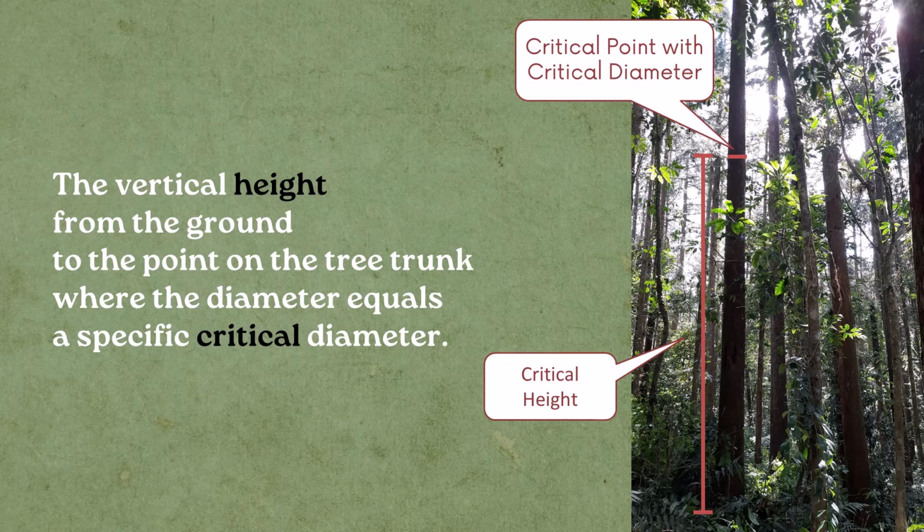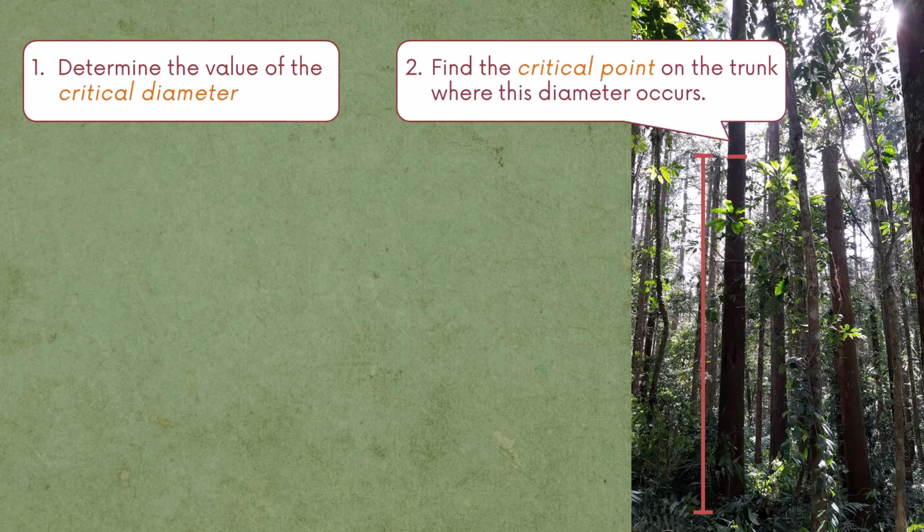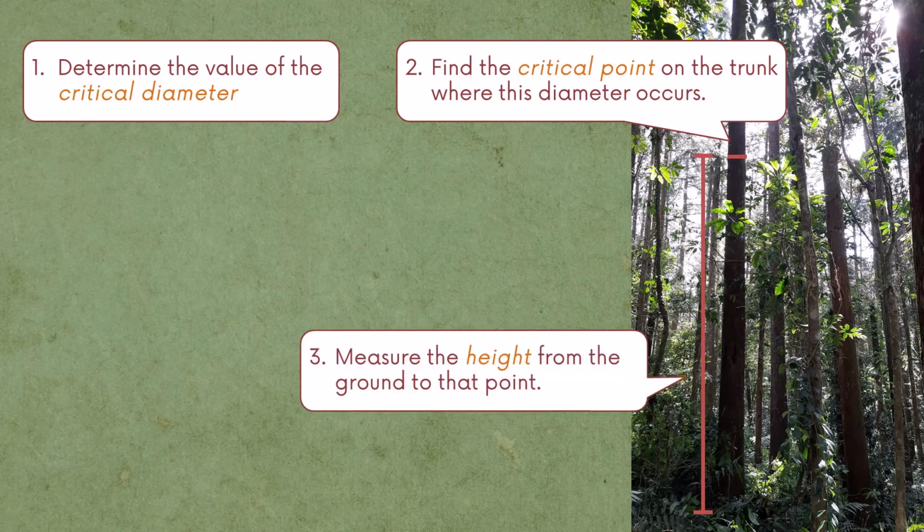Let's say it again, with some visual help. It's the vertical height from the ground to the point on the tree trunk where diameter equals a specific critical diameter. There are just 3 steps to measure it. First, determine the value of the critical diameter. Second, find the critical point on the trunk where this diameter occurs. Third, measure the height from the ground to that point. And that's it. Now you know what critical height is.